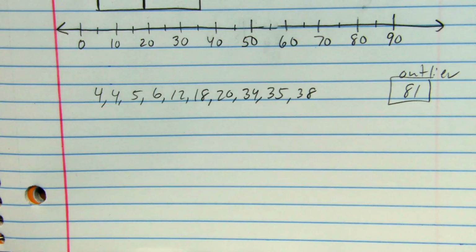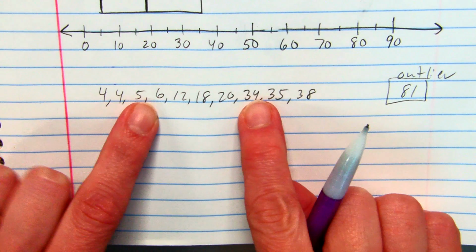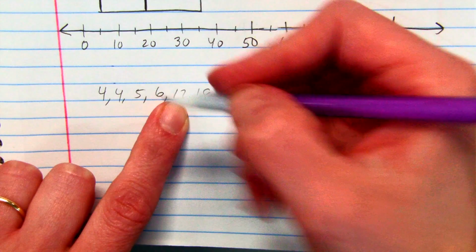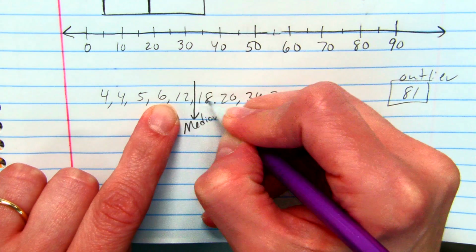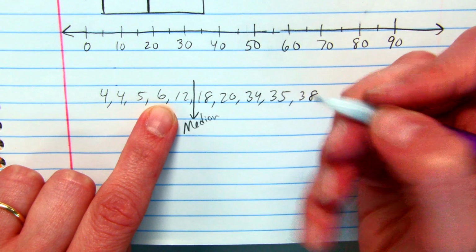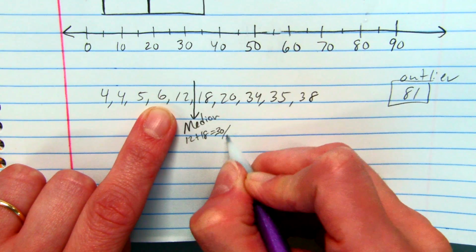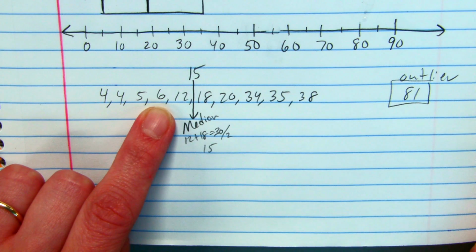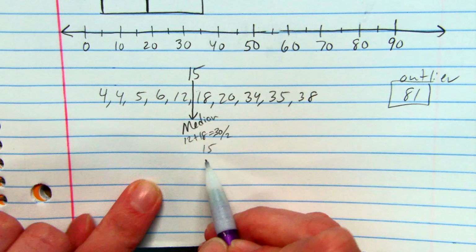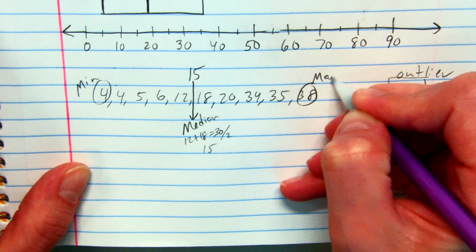Now we have an even number of numbers, which makes finding the median a little bit more interesting, but I'll show you. So if you count in from the sides, just watch. And so my median is actually halfway between 12 and 18. To figure that out, you can average 12 and 18 together. 12 plus 18 is 30, divided by 2 is 15. So my median is actually at 15. And it's right there. So that's my median. My minimum is 4, my maximum is 38.